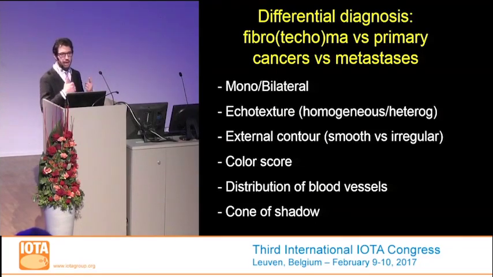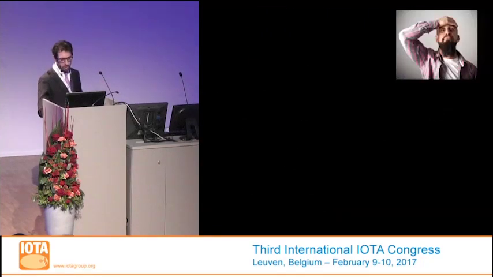Fibromas of the ovaries are in 90% of the cases monolateral, while ovarian carcinomas and secondary tumors, metastases of the ovaries, are often bilateral. The echotexture, homogeneous or heterogeneous, will help you. The presence of cone of shadow, look at the external contour. Ovarian fibromas, we have heard from the pathologist Zanoni, have a smooth surface, while malignant tumors have a rough, irregular surface. I have told you about the distribution of blood vessels and cone of shadow. Of course, the color score helps.